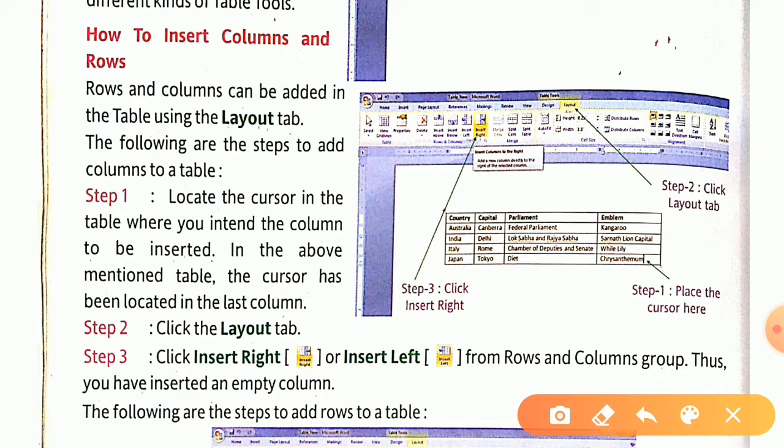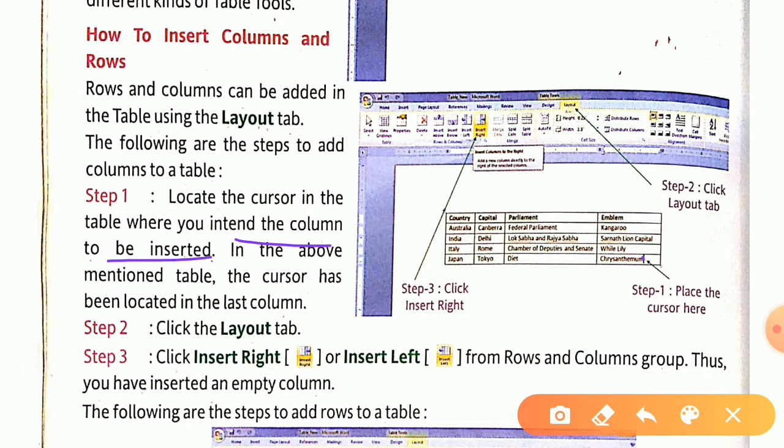So see, three simple steps we need to follow. Step number 1, locate the cursor in the table where you intend the column to be inserted. It means you just have to click on the cell wherever you want to insert your column. Likewise over here in this example, they have placed their cursor at the very end.